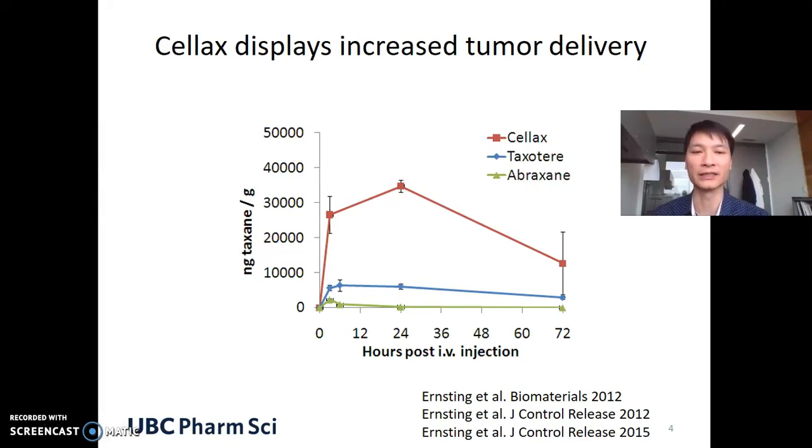The green formulation is Abraxane, which is also a nanoparticle form of taxane, but is not chemically conjugated. It's a protein-based formulation. So as you can see, our Cellax nanoparticles outperform the other two formulations by 10 to 20 fold.